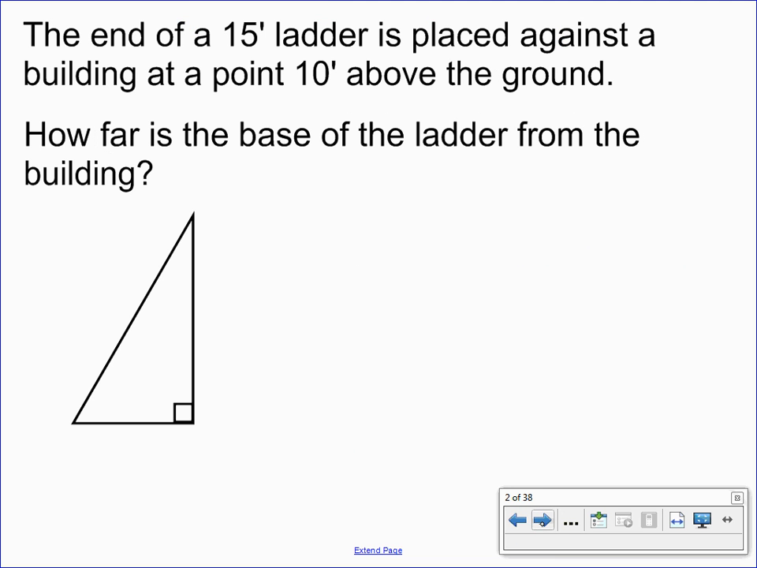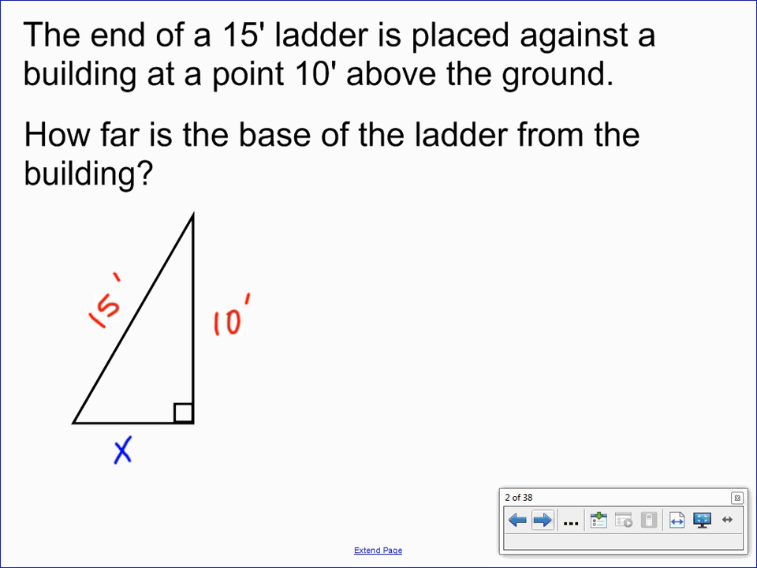So here we go. We'll suppose that this ladder is 15 feet long. We could label that then as a constant. That ladder length is not changing. It's touching the building at a point 10 feet above the ground. So we can label this vertical distance 10 feet. And now we'll add a variable to our picture to determine how far the base of the ladder is from the building. So we'll put our x down here.